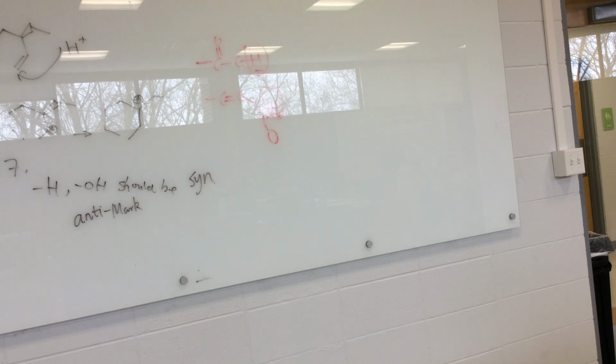Why is that? First, anti-Markovnikov means the proton will attack the carbon with less hydrogen. So the proton will attack here, and the hydroxy group will be here. At the same time, hydrogen and hydroxy group should be syn, should be cis, on the same side. And only this is correct. Why? Because if this is behind the plane, then the other hydrogen must also be behind the plane. They are cis.